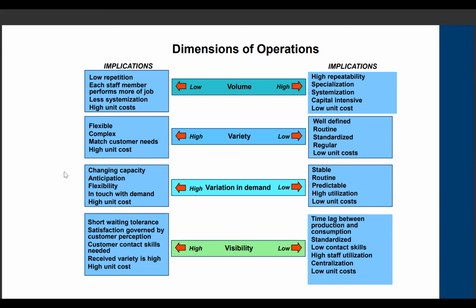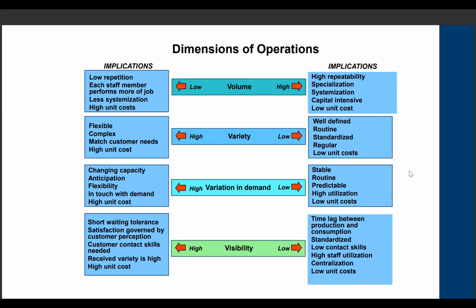But when the visibility is high, there will be high unit cost. When you need to make everything visible, when you need to show how this process is done, how the operations are doing, then there must obviously be a high unit cost. And the variety is high, customer contact skills are needed, and satisfaction is driven by customer perception. There can be problems from customers when the visibility is high, even though from the customer's side, that's what they actually expect.